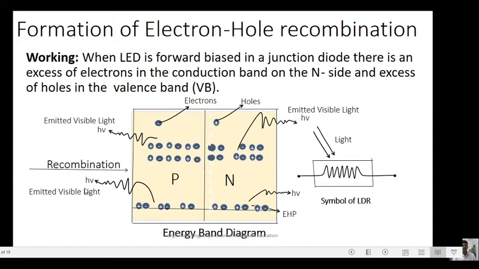Working. When LED is forward biased in a junction diode, there is an excess of electrons in the conduction band on the N side and excess of holes in the valence band, VB. So here the diagram represents the energy band diagram of the LED, light emitting diode material. This is the electron hole formation across the PN junction diode.